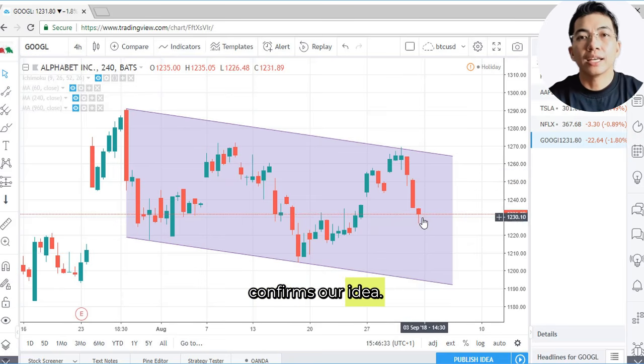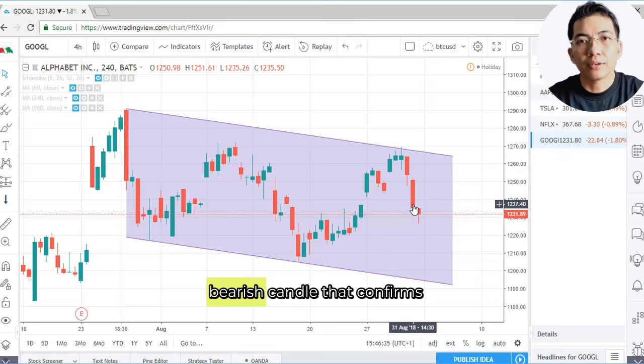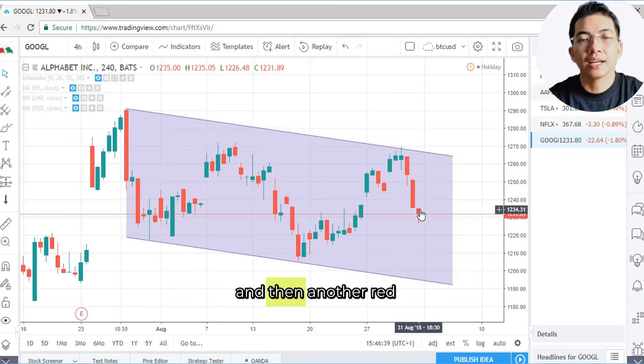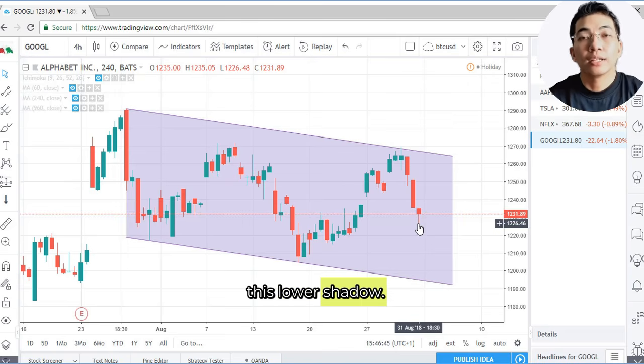This is a very good signal to enter a short position, and you can see that the action that follows confirms our idea. We have a strong bearish candle that confirms that sellers are strong, and then another red candle with buyers that start to appear. That's why we have this lower shadow.